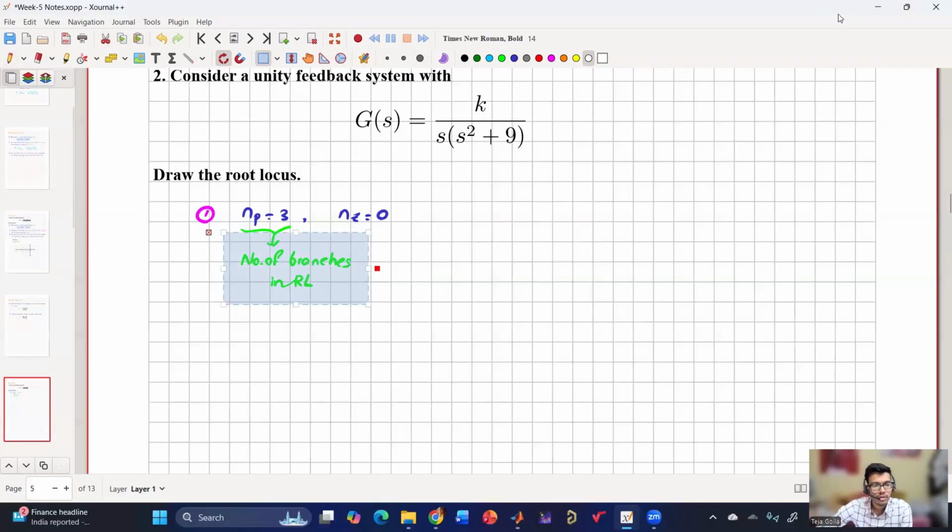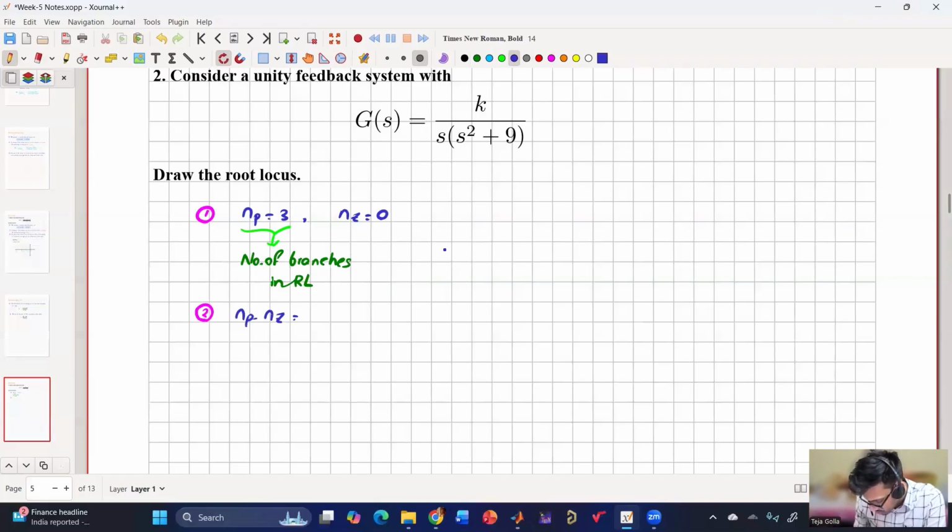Okay. So now what does the second point say? The second point says that it starts from k equals 0 and it will end at infinite. And how many such branches will end at infinite? NP minus NZ, right? So NP minus NZ branches will end at infinite. So how many of these branches will end at infinite? All the three branches will go to infinite, right? Because there are no zeros. No zeros means all the zeros are at infinite.